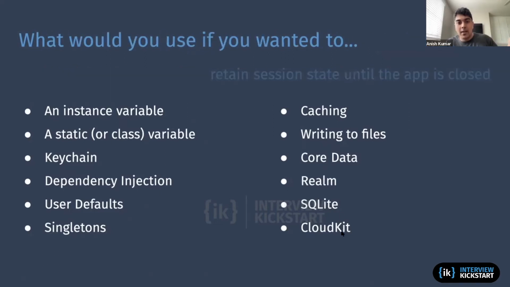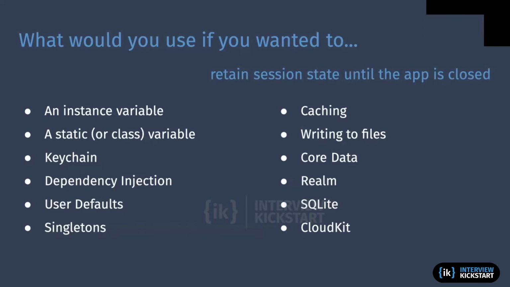So just based on that, let's see. Which ones would I use if I wanted to persist data and retain the session state until the app is closed? That means I don't want it to persist after the app is closed. Yeah, an instance variable can be one of them. Okay, that's good. A static class can be one of them. Yep. And those two are the only things I can see that will not retain data after the app is terminated.